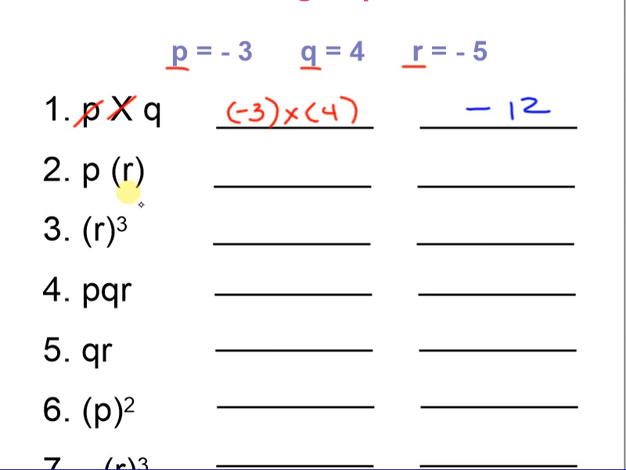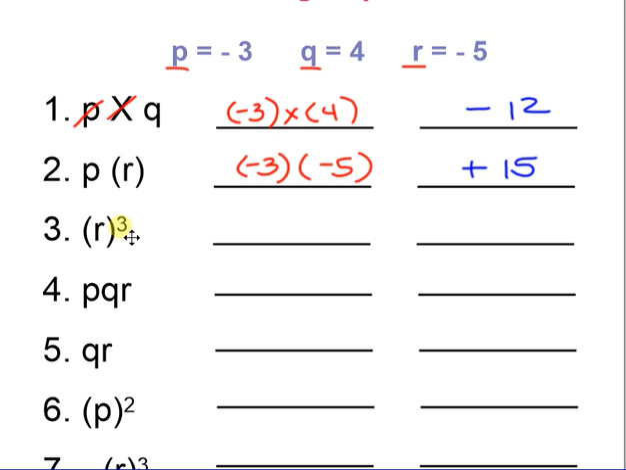Okay, so P times R. So P is negative 3 and R is negative 5. Okay, go over here. Negative 3 times negative 5. Negative times a negative is a positive. 3 times 5 is 15.